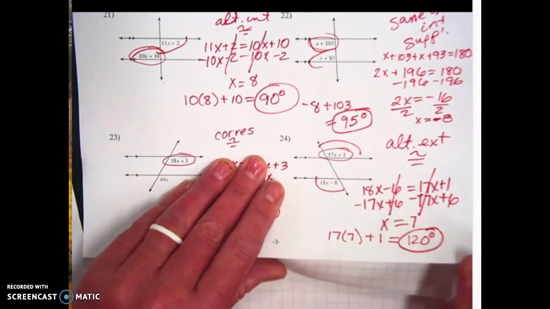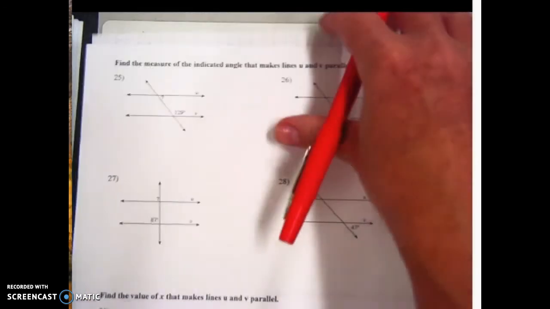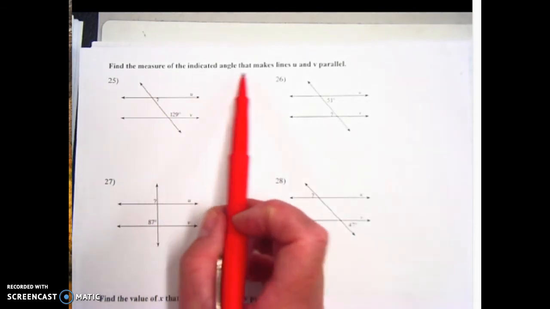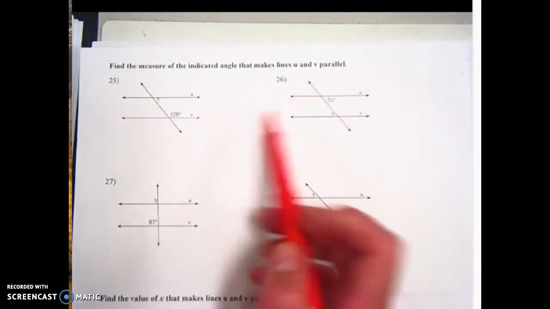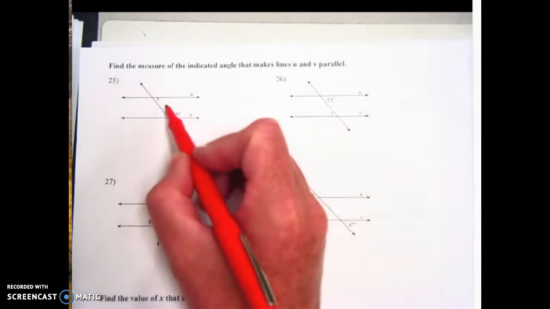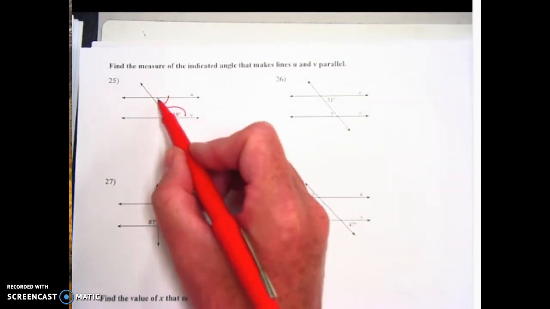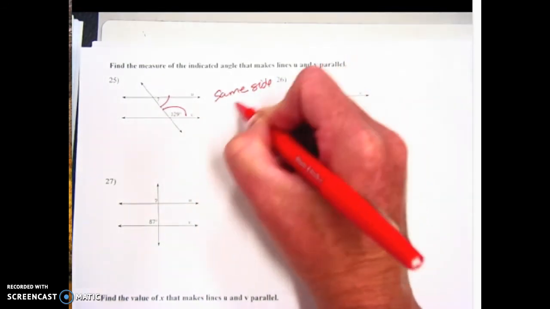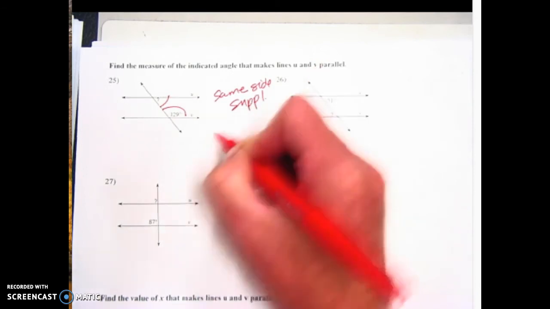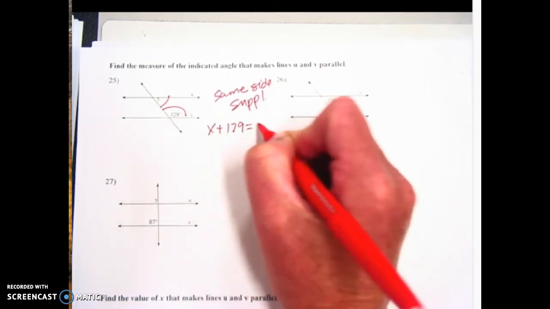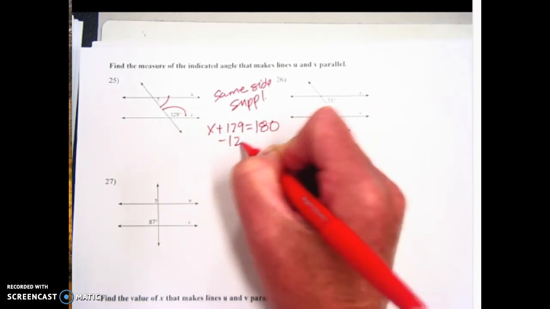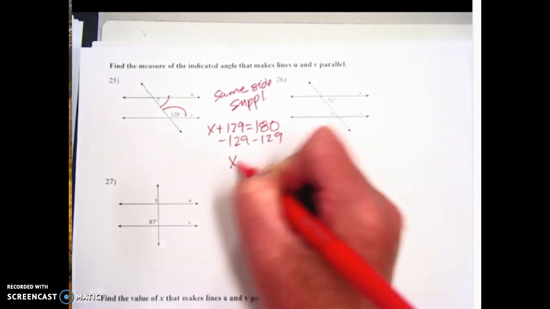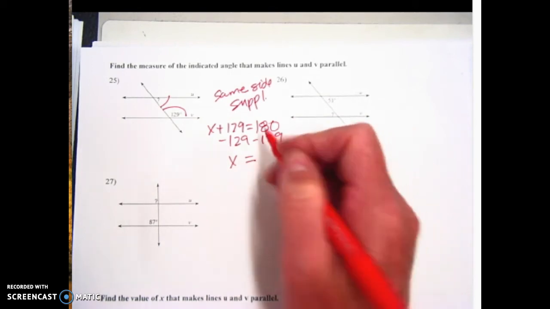All right, flip your paper over to the back. And we are on number 25. Number 25 says, find the measure of the indicated angle that makes the lines U and V parallel. So in order for these to be parallel, these two angles, because they're same side interior, should be supplementary. So x plus 129 should be equal to 180. Subtract the 129. So x should be equal to 51 degrees.